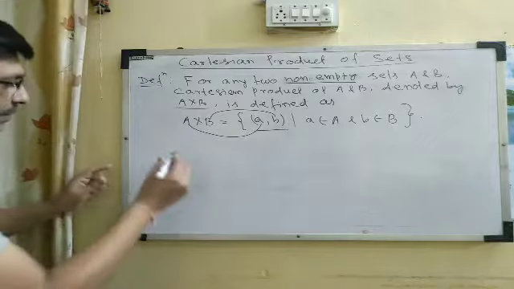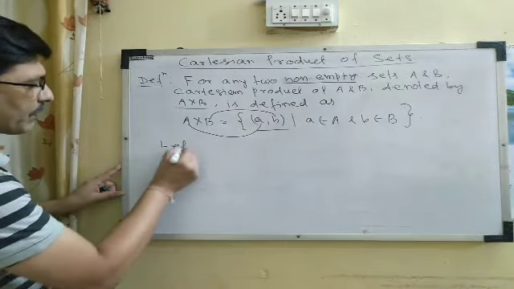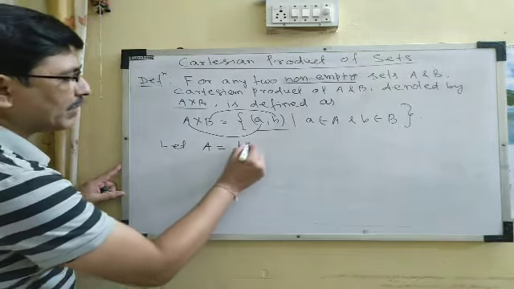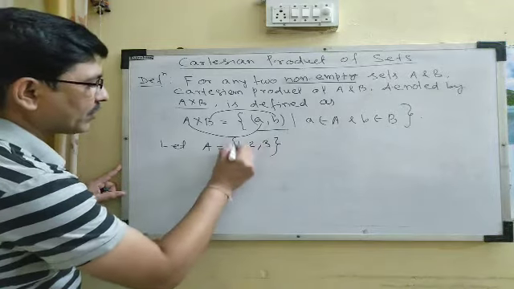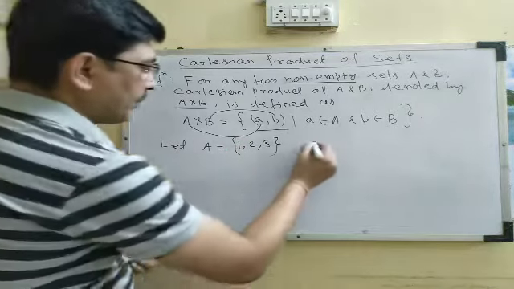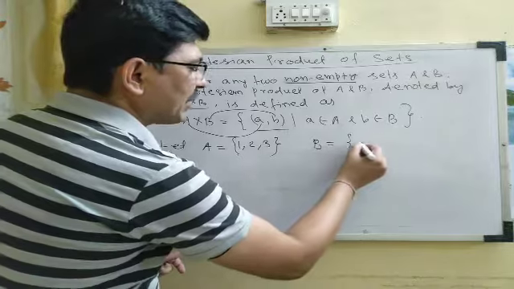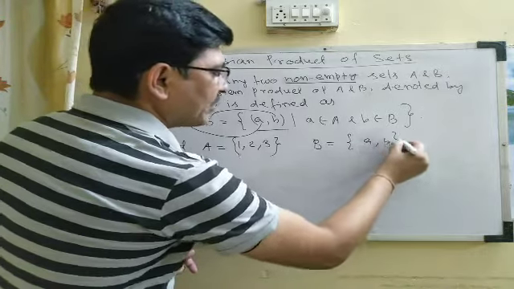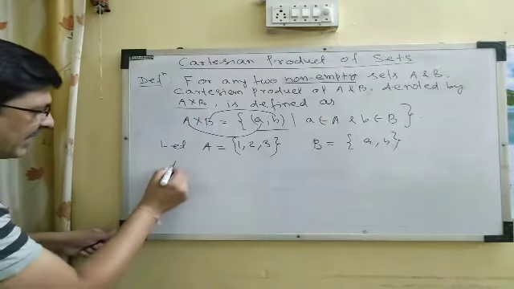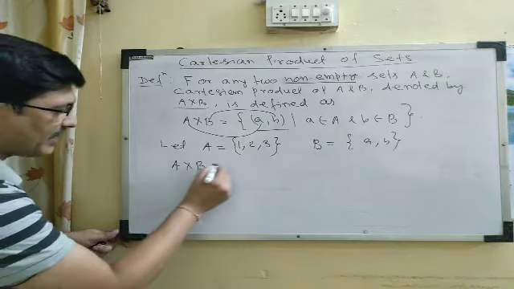So let us take an example. Let us suppose A is equal to {1, 2, 3}. A is the collection of three elements 1, 2, 3. B is the collection of two elements, suppose a and b. So let us define A cross B. Let us find A cross B.